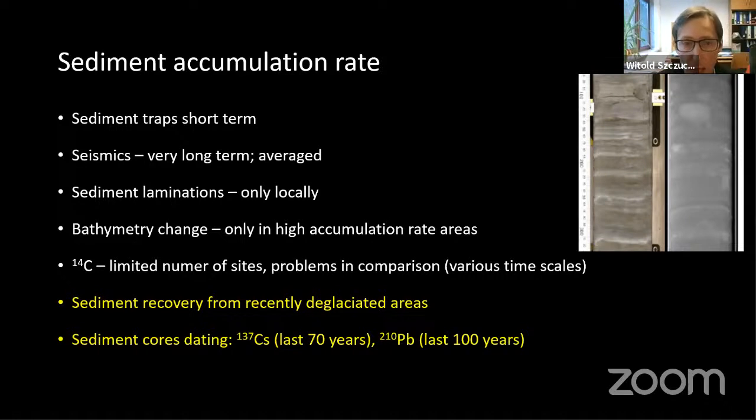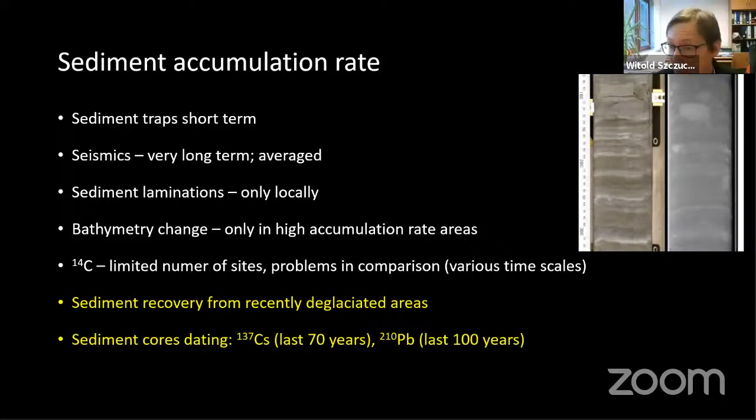for the fjord system. On the other hand, we've got a commonly used method, so seismics. And seismic data are very useful, for instance, in Alaska, where we got even higher accumulation rate. But in Svalbard, the accumulation rates are, let's say, moderate. So the resolution of a seismic is not good enough in many cases. So we got some data, but for long term, like for the Holocene or for the deglaciation period. If you would like to focus on the last several, let's say, tens of years to know about the modern accumulation rate, then it is not really useful.